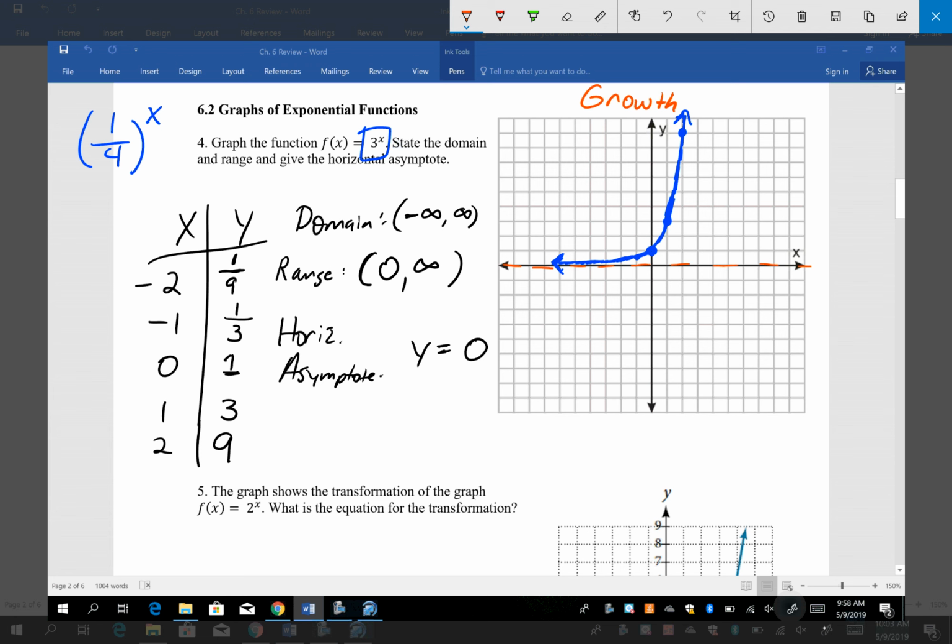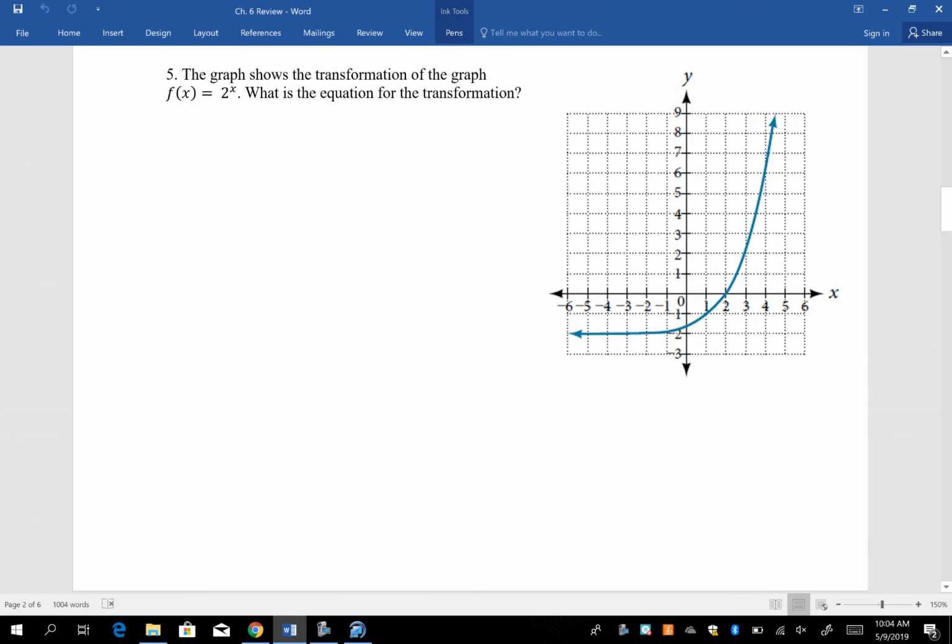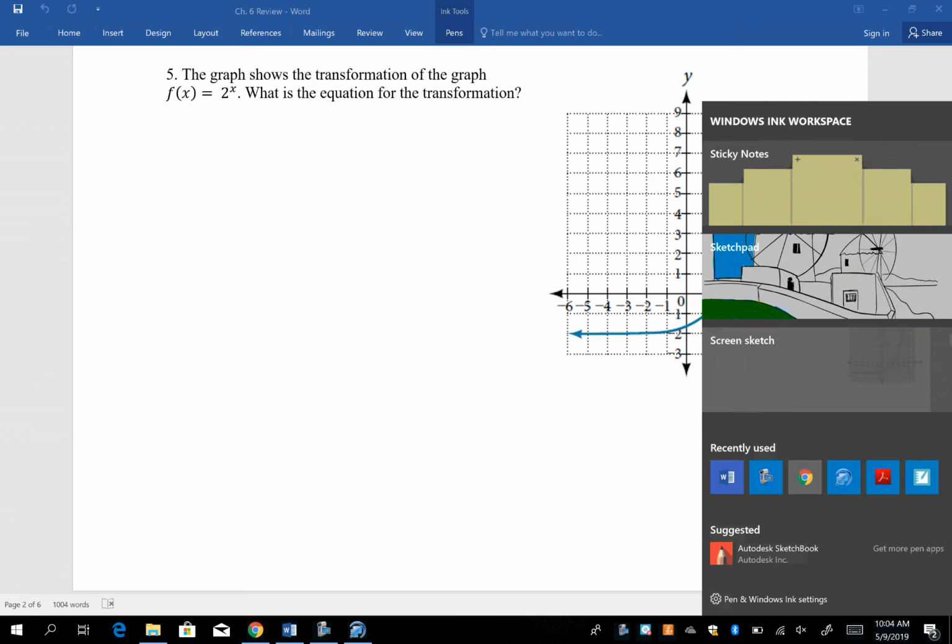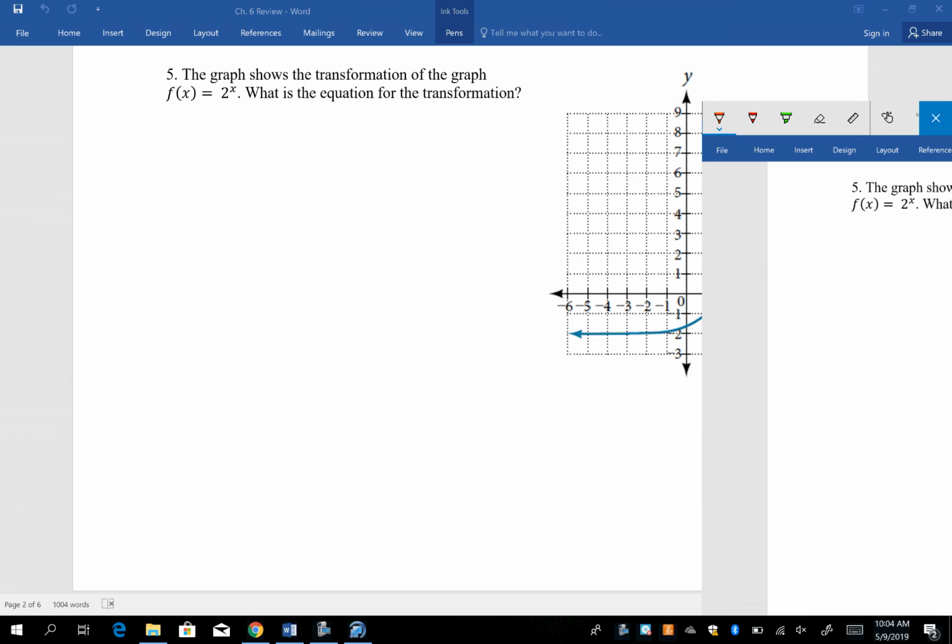Shall we do number 5? I think number 5 is where we move it, right? Okay. Here we go, number 5. Why does it do that?